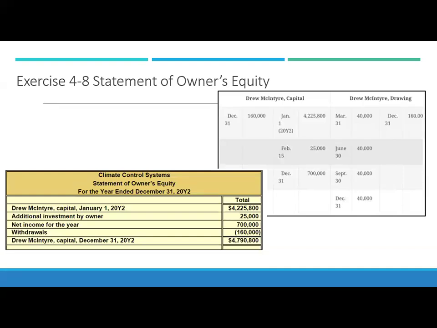But we can prepare just from these two accounts here the statement of owner's equity because we have the beginning balance, the investment, the income and the withdrawals, and then the ending balance is the ending balance of this T account in the post-closing trial balance. So we'll prepare that as well later.